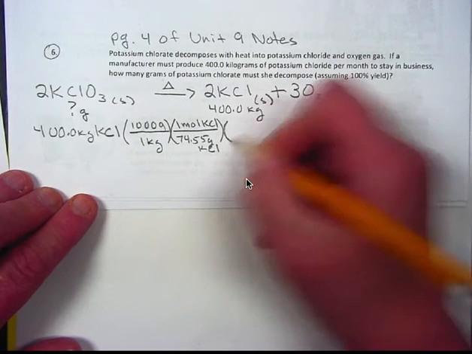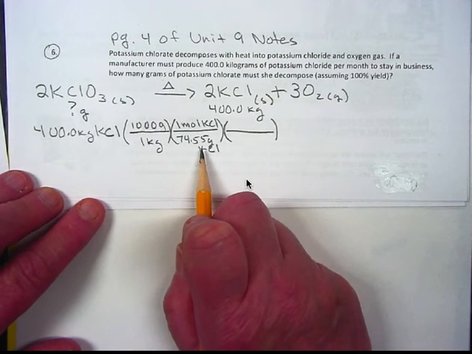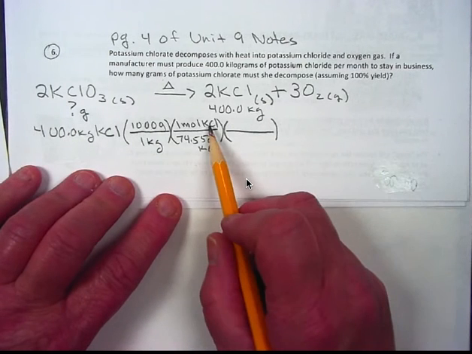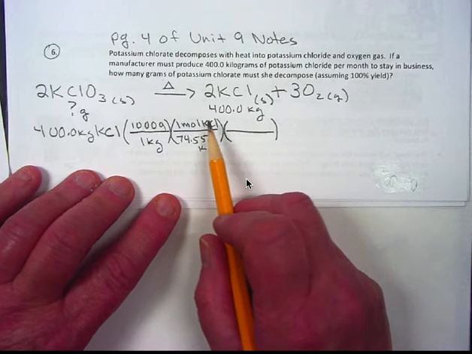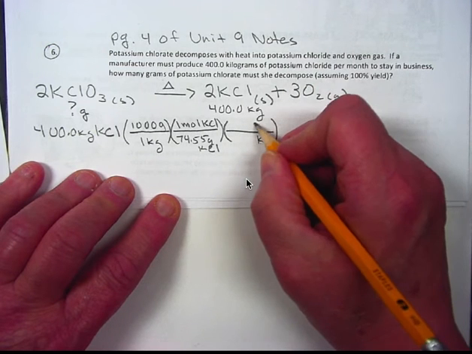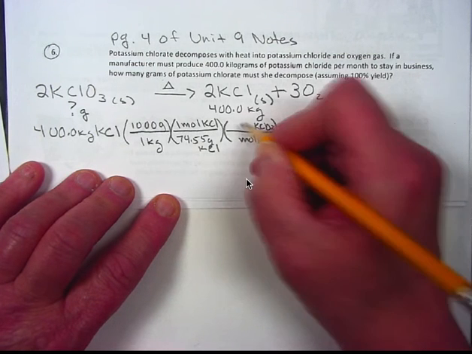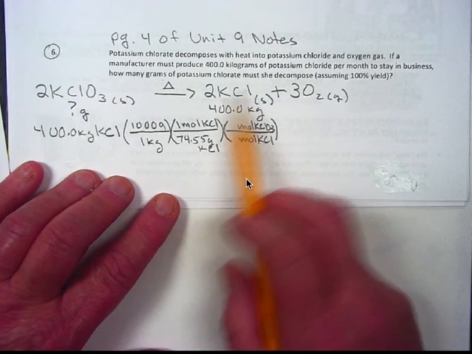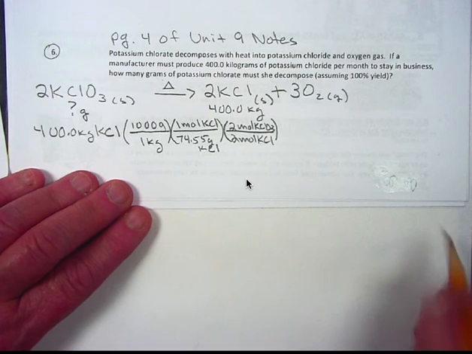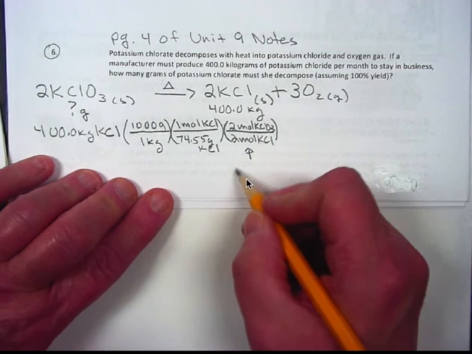Then I need to do my mole ratio because I'm now in moles of potassium chloride, but I need to find out information about potassium chlorate. So the compound or element that's here is what goes in the denominator. And the amount of moles that we use are the coefficients in the equation. In this case, they both have a coefficient of 2. So this is the new step we've been learning, which is the mole ratio.